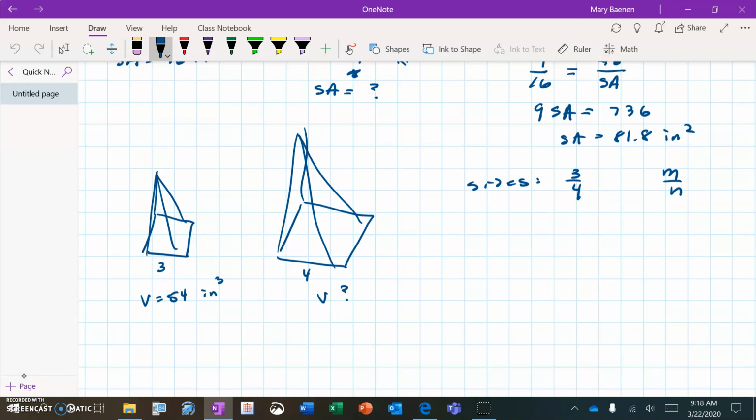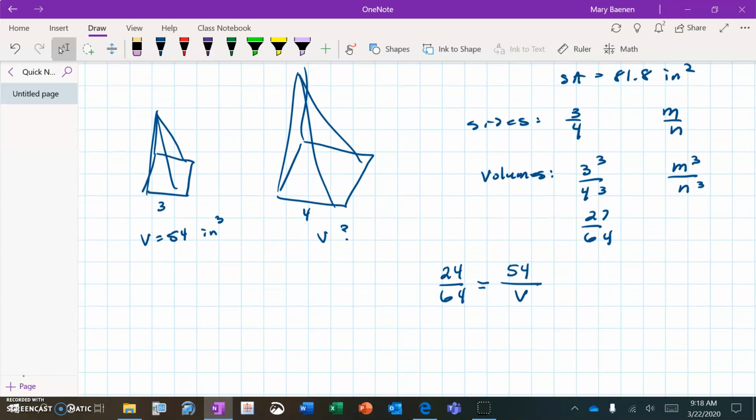So if the sides are in the ratio of 3 to 4, the volumes are in the ratio of m cubed over n cubed. So that's 3 cubed over 4 cubed. And that turns out to be 27 over 64. So that's the ratio I'm going to use, 27 over 64 for the volumes. Okay, the smaller one is 54. My smaller one is going on the top here. And on the bottom is the volume that I have to find.